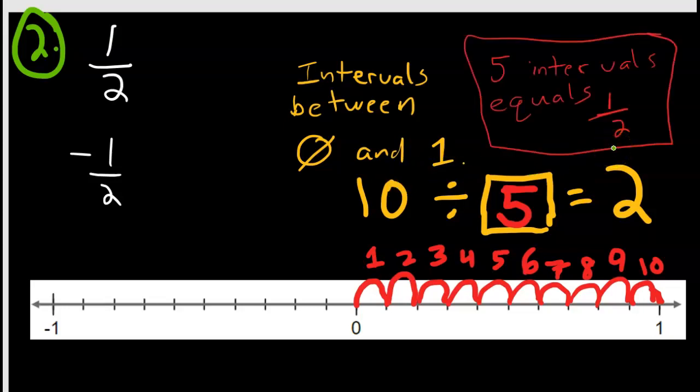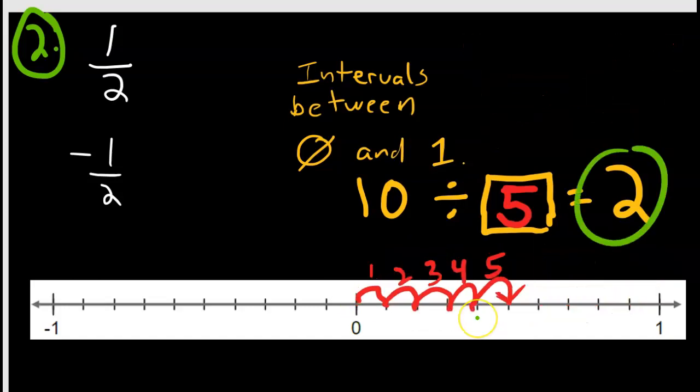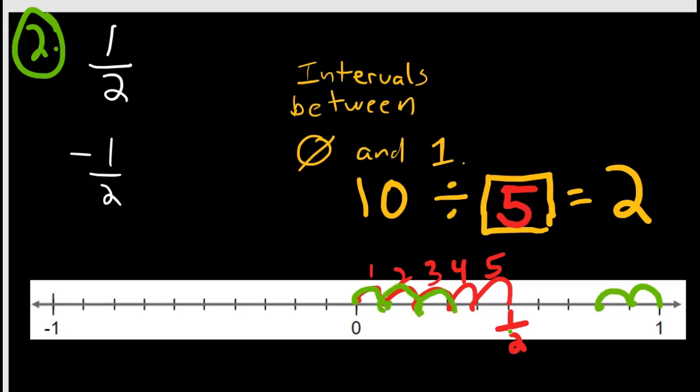So 5 of these intervals down here will equal 1/2. See, 1, 2, 3, 4, 5 is half. Some of you go, "Mr. Hoffman, all you gotta do is find the halfway point." Like, if you go 1 here, go 1 here till you meet in the middle. Go 1 here, go 1 here, go 1 here, go 1 here.